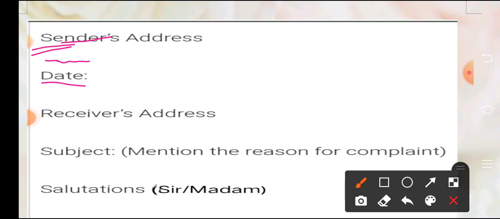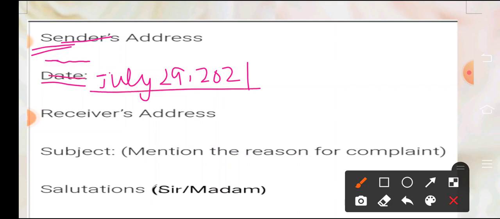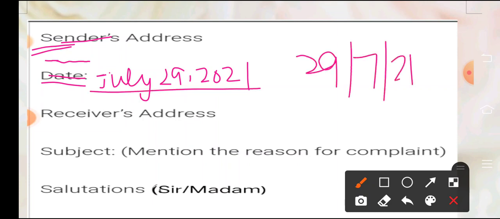Suppose today is July 29, so I will write July, J capital, then 29, 2021. Like this you have to write, and when you write the answer, you will not write this date. Okay, directly you have to start writing the date. So this is the expanded form of the date. If you write it in any other way, that is not the right way to write the date in formal letters.